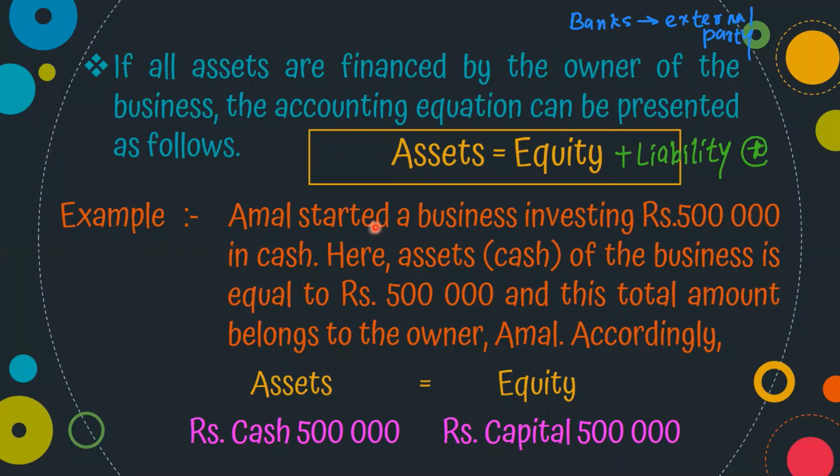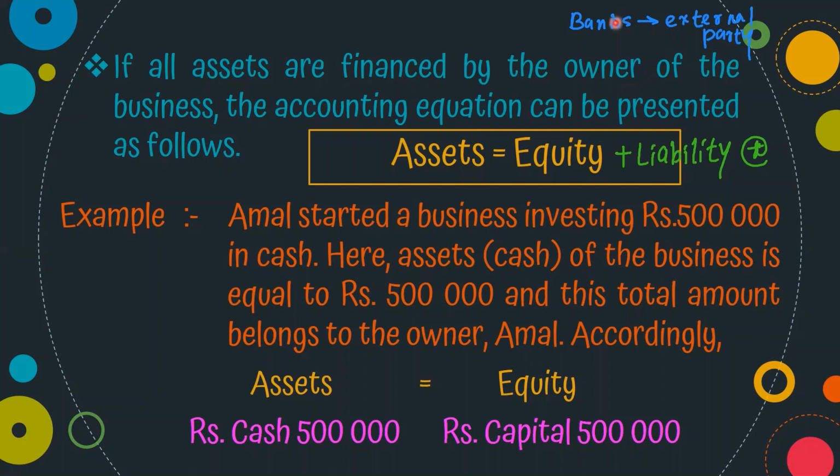Amal started a business investing 500,000 in cash. Here the asset is cash. So cash is an example of an asset of the business, equal to 500,000, and this total amount belongs to the owner, Amal. Accordingly, assets equals equity. This is a fundamental part of the accounting equation. This accounting equation takes place only when all the assets are financed by the owner.